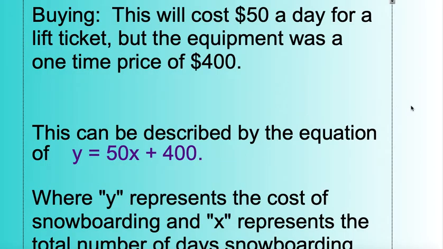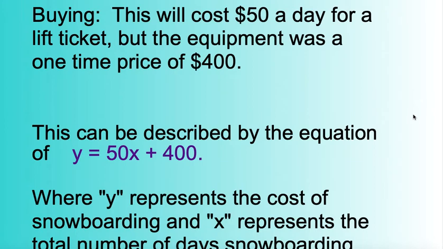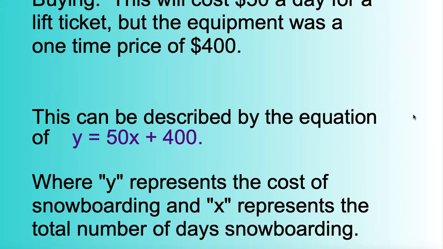Buying, however, the cost would be $50 a day for the lift ticket, but the equipment is a one-time price of $400. Again, I'm still using y representing the cost of snowboarding and x representing the total number of days snowboarding, because if it were a system, the x and the y have to represent the same things. So I came up with the equation y equals 50x plus 400. Now I'm going to graph them so you can see what I mean.